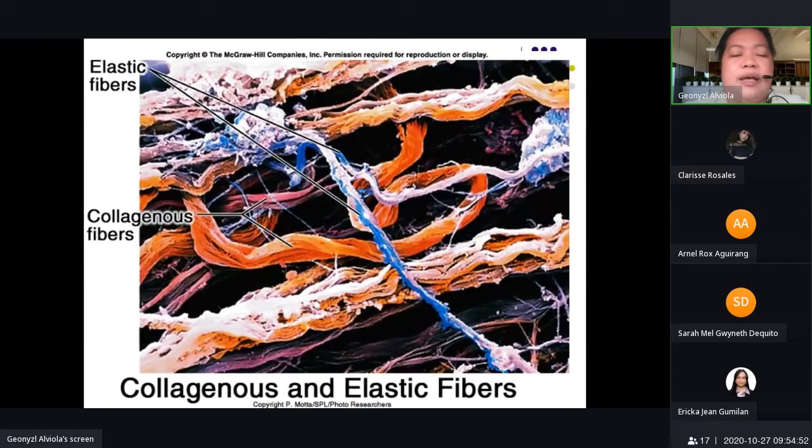So based sa electron microscope, ang collagenous, here you have the pink fibers or either orange depending on the dye. But usually sa elastic fibers, sa mga certain type of dyes, they become darker, either blue or black. So, ito yung elastic fibers.